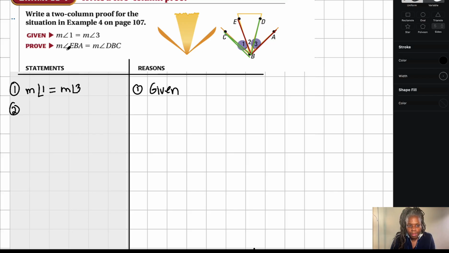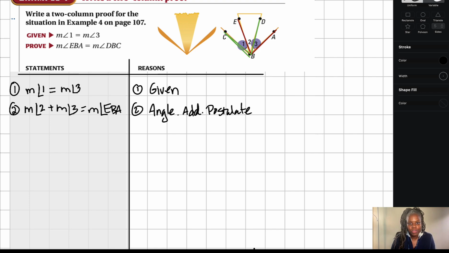Notice that the measure of angle EBA is really the same as angle 2 plus angle 3. So I'm going to write that down. And that, if you guys remember, is from the angle addition postulate. So that's from the angle addition postulate. And the next thing we can do is the same thing.